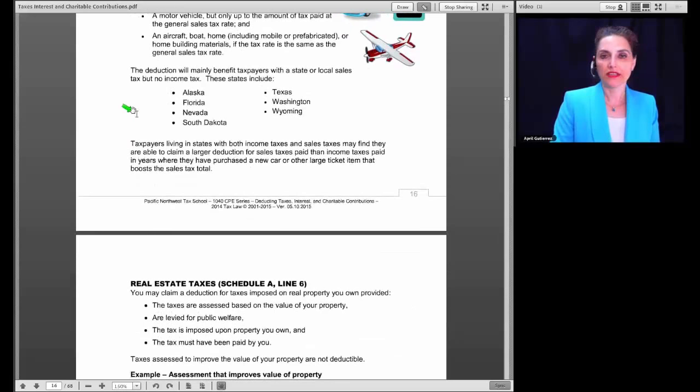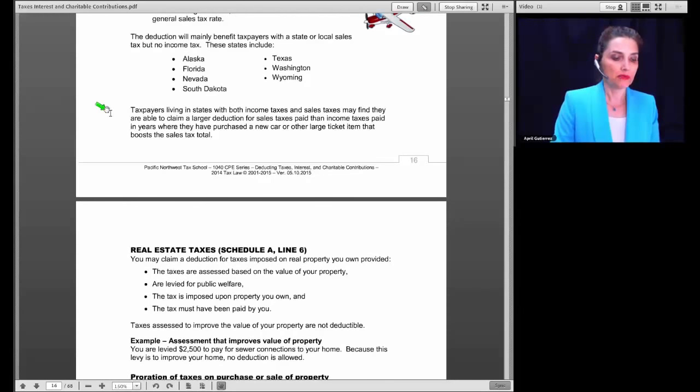Now, there are certain states that have no income tax. And if you live in one of these states, really the likelihood is that the sales tax is the only deduction that you could even consider claiming. And the states that have no income tax and have only a sales tax include Alaska, Florida, Nevada, South Dakota, Texas, Washington, and Wyoming.